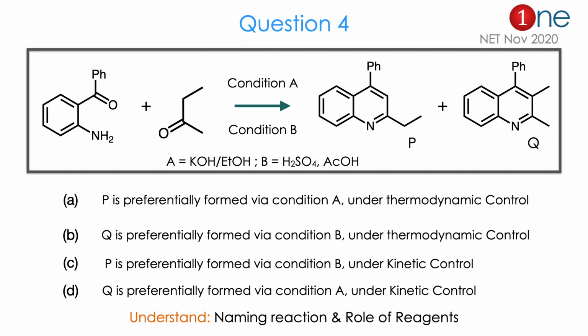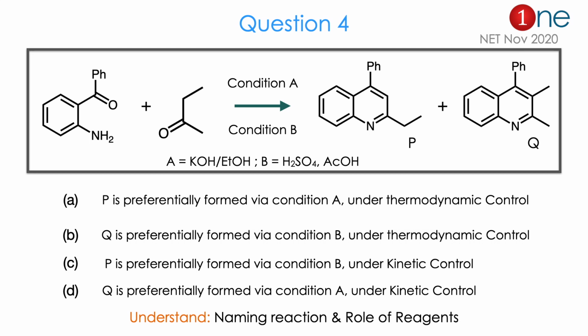Then question number 4. The starting material is a ketone, again with a ring attached with an amine there. Then again you are using the base. Two conditions are given, condition A and B. They gave two products, P and Q. A is the basic condition, B is the acidic condition.